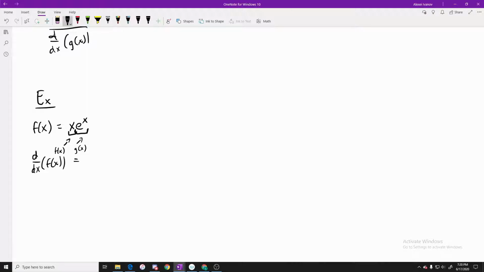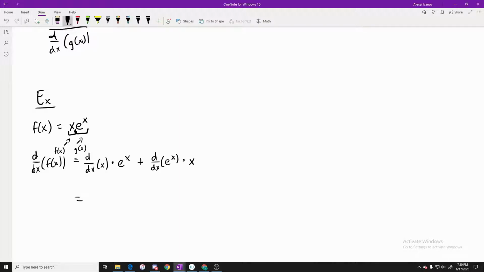And we want to take the derivative of f of x first, right? So d over dx of x, and then we just want to multiply it by g of x, which is e to the x. And then we're going to add on the derivative of the second one, which is g of x, so e to the power of x, and we're going to multiply it by x.